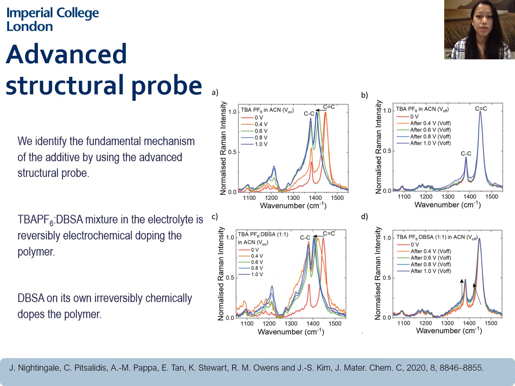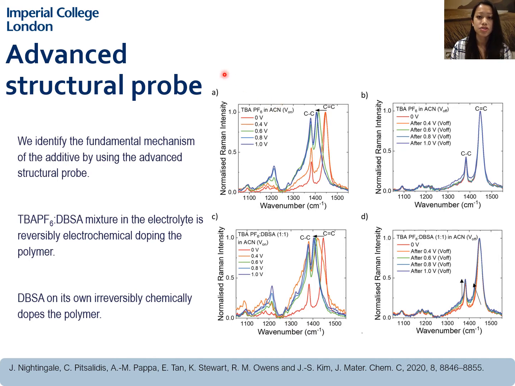So to investigate what the small molecule additive DBSA was doing in the electrolyte, we actually applied the structural probe in a similar way to the PEDOT:PSS study. In this case, it's resonant with a polaron, so polaron signatures of P3HT are established by using in-situ electrochemical Raman. And this was compared between different electrolytes, so with and without DBSA.